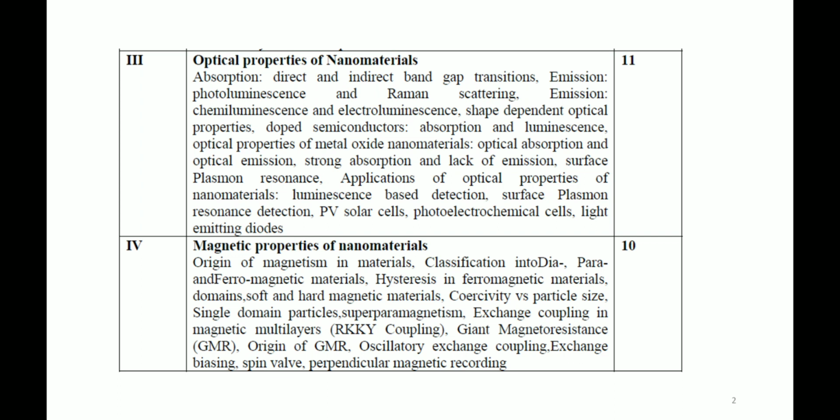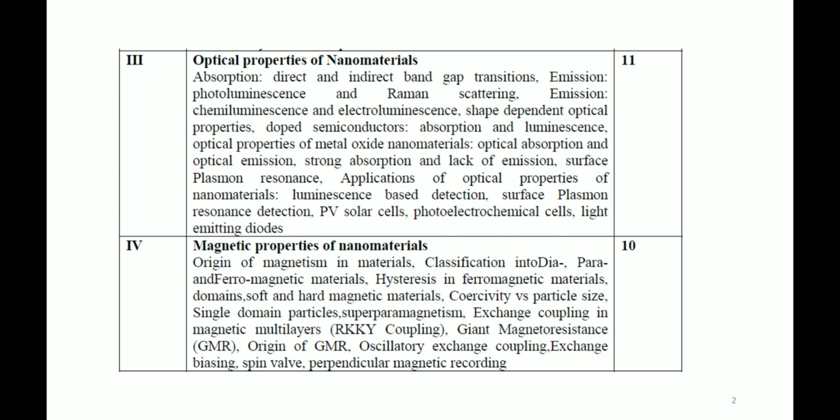Then we will see what is hysteresis in ferromagnetic material. Hysteresis is basically the signature of these magnetic materials. If a material is magnetic, then definitely you have to observe a very nice hysteresis loop. Okay, the better the loop, the more magnetic the material is. Then what is a domain, and what is a soft and hard magnetic material, how the coercivity is going to change with respect to particle size, what are single domain particles, what is superparamagnetism.